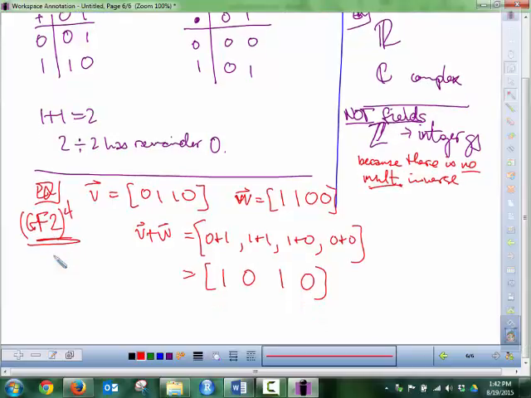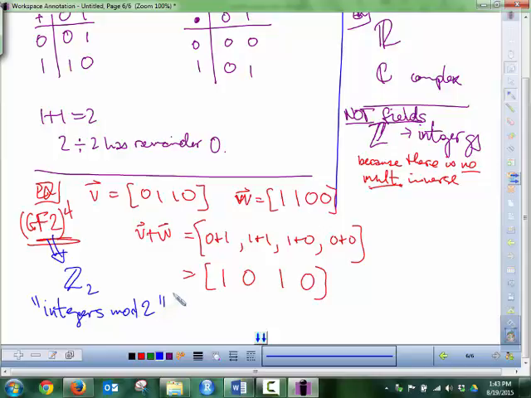So in the book, I just call it GF2 because it sounds cool. In the book, they actually call it Z2. So this is the integers modulus 2. Okay? All right, so now for fun, let's make up a Z5.